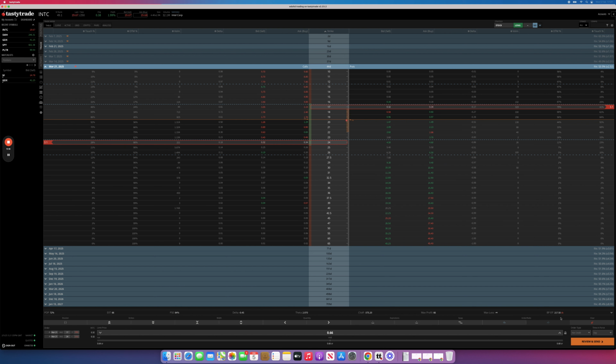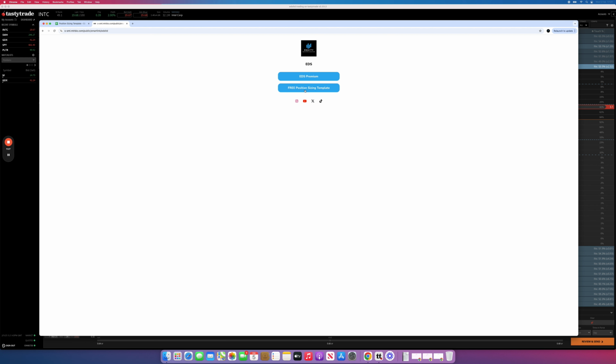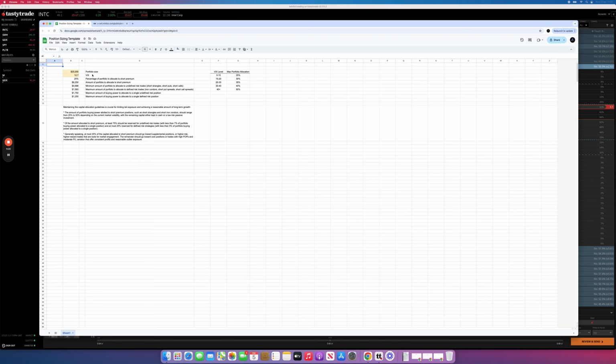In order to figure that out, because for everybody it's going to be different, and it does also depend on volatility in the market, we've created a free position sizing template. Everybody can get it completely free. Link is in the description. Just click the button and it will take you over to this spreadsheet.